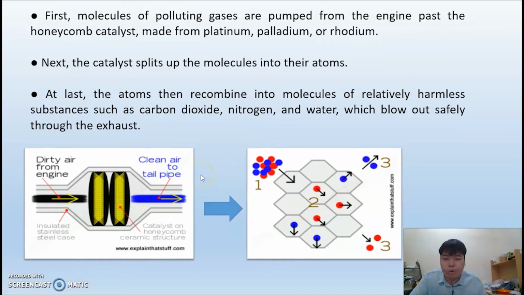Next, the picture shows how the catalytic converter works. First, the molecules of polluting gases are pumped from the engine past the honeycomb catalyst, which is made from platinum, palladium, or rhodium. Next, the catalyst splits the molecules into their atoms. At last, the atoms recombine into molecules of relatively harmless substances such as carbon dioxide, nitrogen, and water. These three substances then blow out safely through the exhaust.